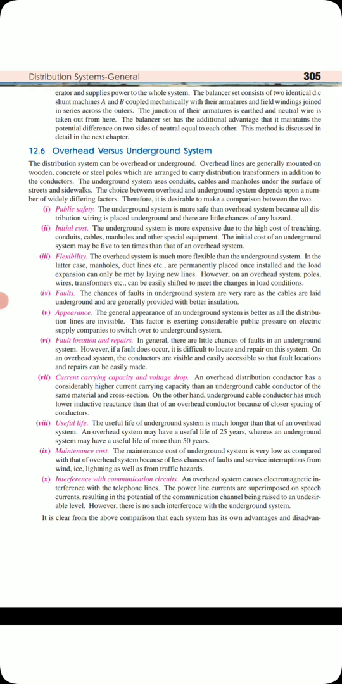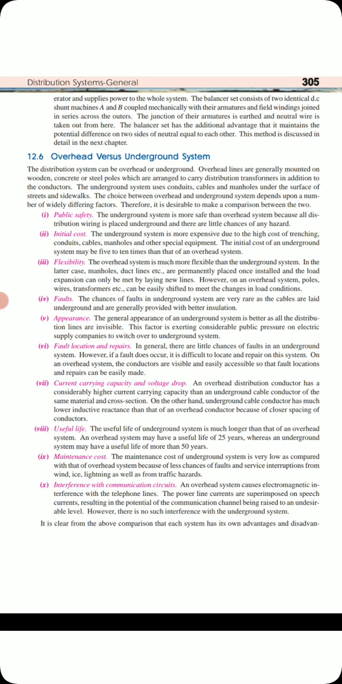Then initial cost. Initial cost in the underground system is very expensive due to the high cost of the trenching, conduits, cables, manholes, and other special equipment. The initial cost of the underground system may be 5 to 10 times that of the overhead system. So this is one of the limitations you can find. Initial cost is high. Flexibility.